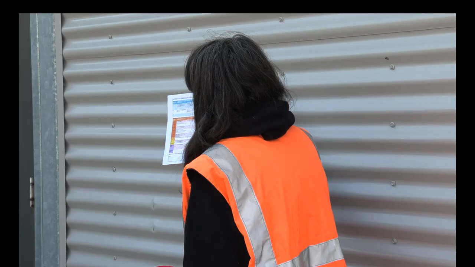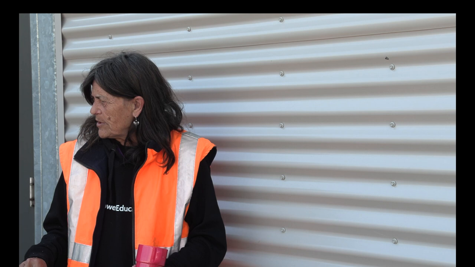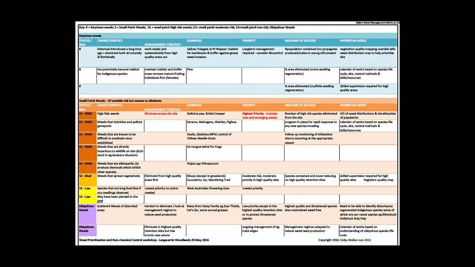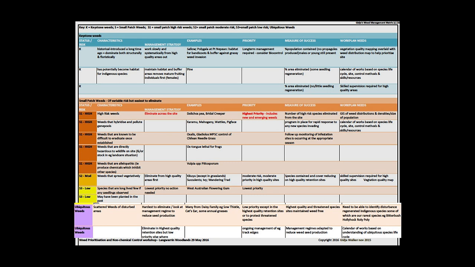What I tend to do is I divide weeds up into different groups, so it's not just the green and you go, oh, where do I start? The first group of weeds are those ones I was talking about that just blow in and blow out and they don't hang around. They're basically mainly disturbance regenerated, and I call them ubiquitous weeds. So they're a U.